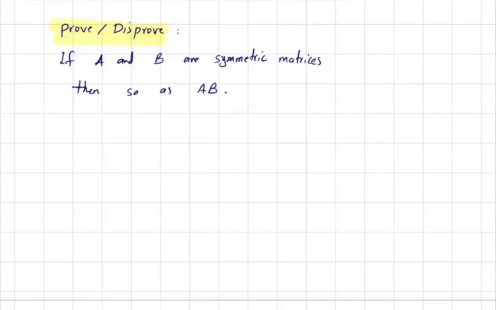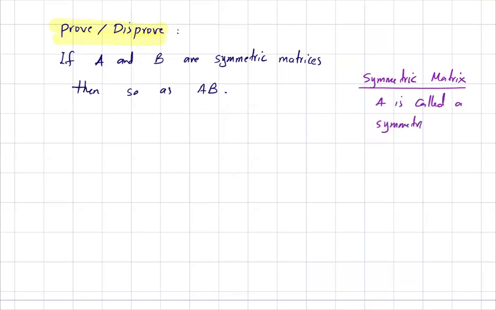Prove or disprove. If A and B are symmetric matrices, then so is their multiplication. First of all, remind yourself of the definition of a symmetric matrix. A matrix is called symmetric if it's equal to its transpose. A symmetric matrix, if A is equal to its transpose.